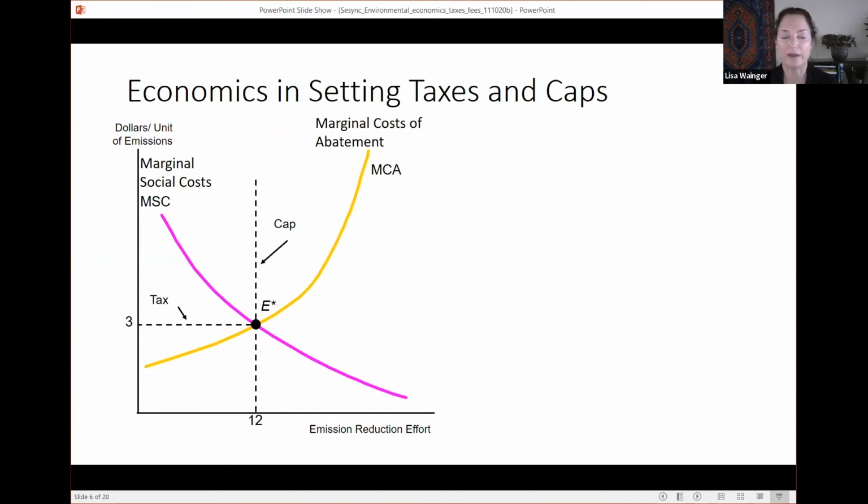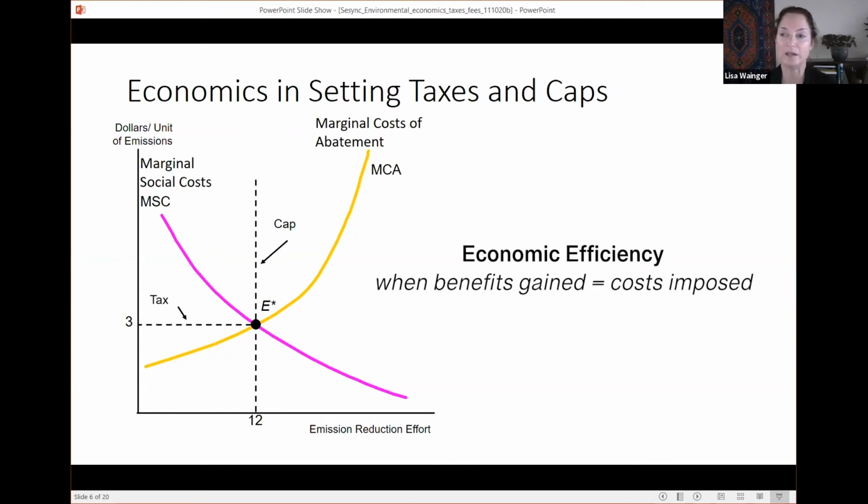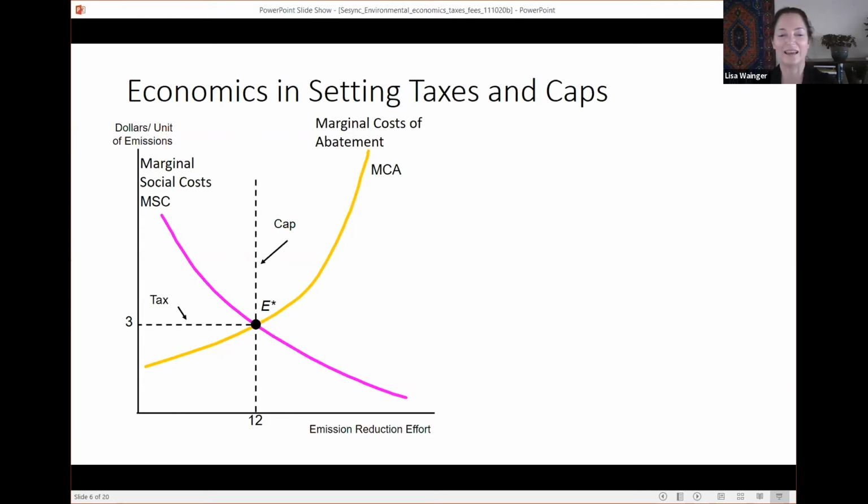So why that point? What happens at that magic point where marginal social costs equal marginal cost of abatement is that you now are getting completely compensated in terms of benefits gained per costs imposed. And you can get there two ways. If you had perfect information about these curves, you can either set a cap, you can only emit 12 pounds per day, or you could set a tax at $3 a pound. Either of those will get you to that same place.